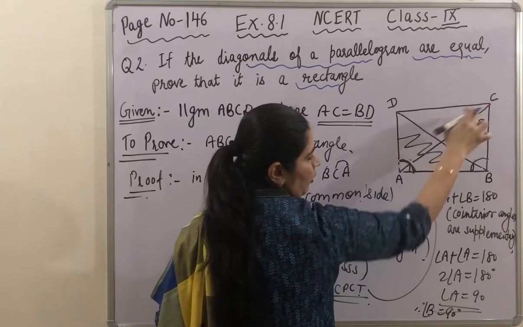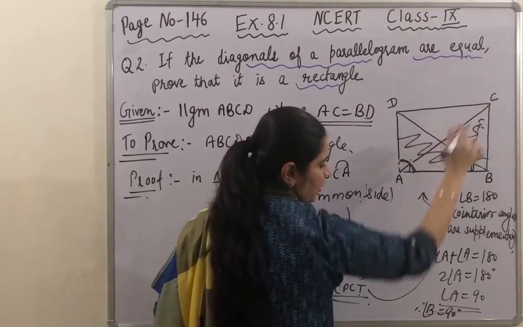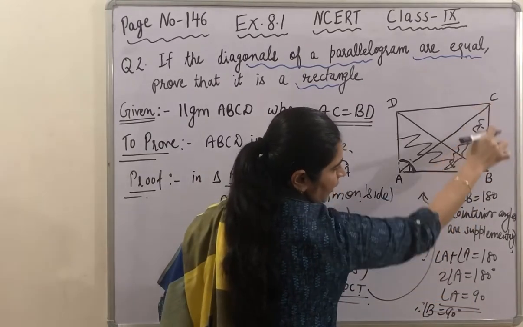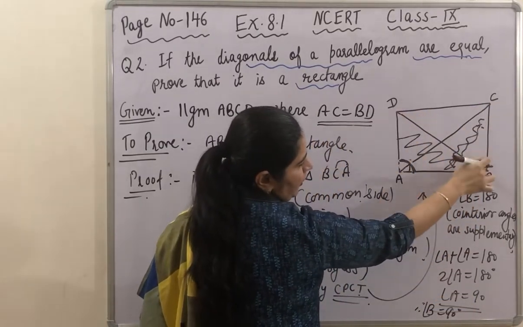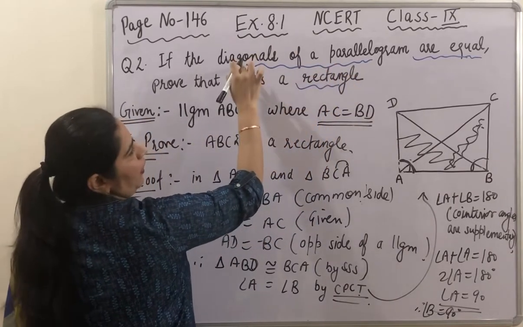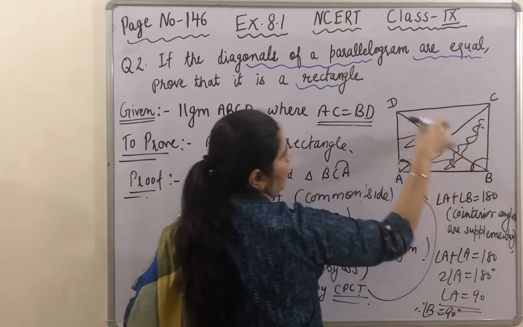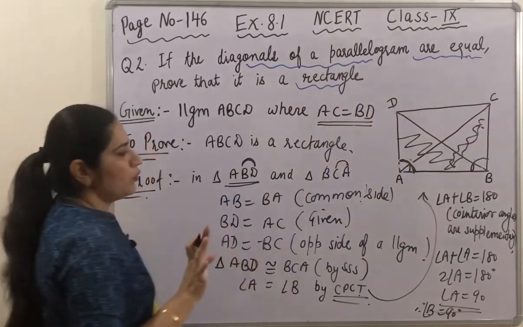A and C both are opposite angles. Opposite angles of a parallelogram are always equal. Therefore C is also of 90 degree and D is also of 90 degree, opposite angle. Therefore it is a rectangle. When the diagonals of a parallelogram are given equal, it is a rectangle. Question was very easy.